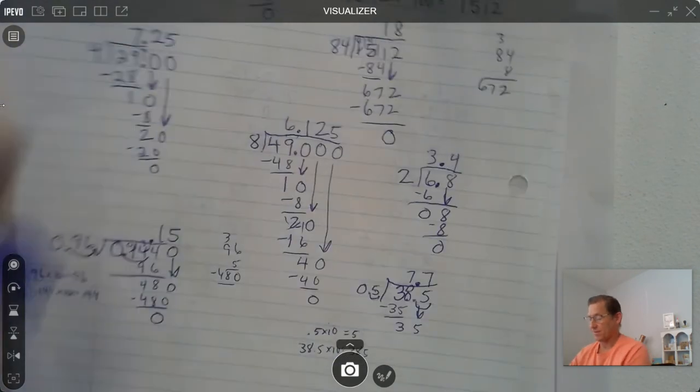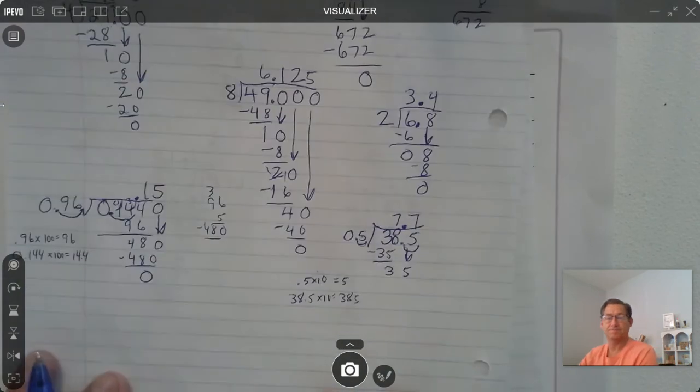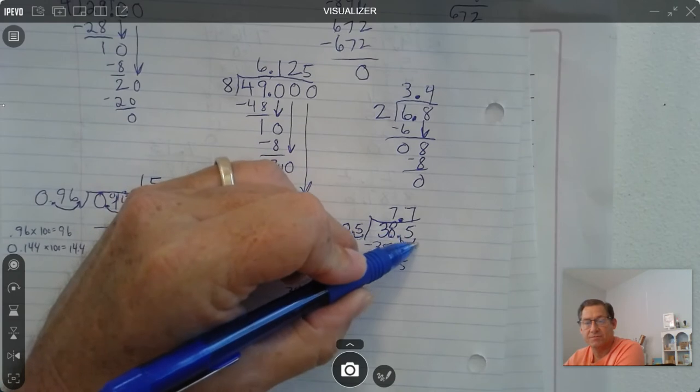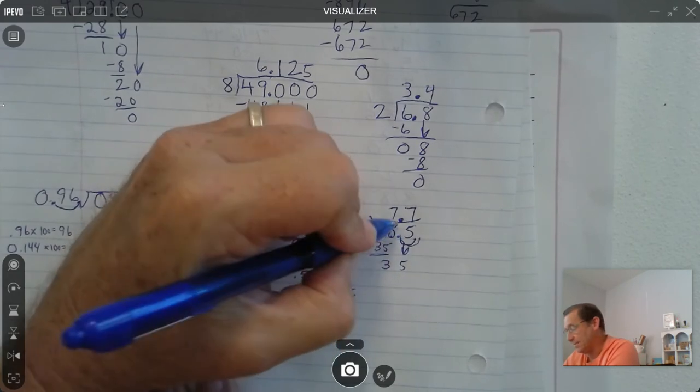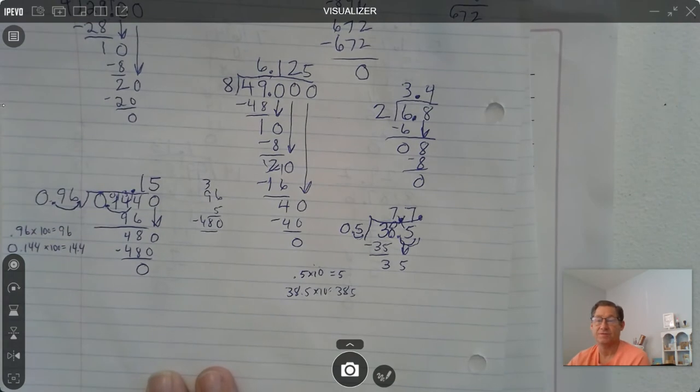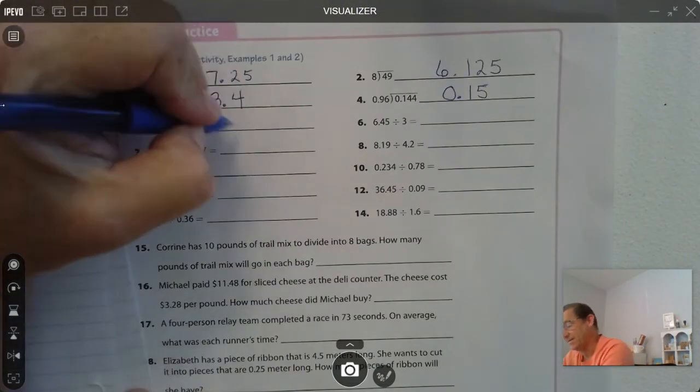Oh, okay. So I want to go back and look at this. Remember I said I moved the decimal point here, right? So it's not here. It's actually after the 7. So it's 77, not 7 and 7 tenths.